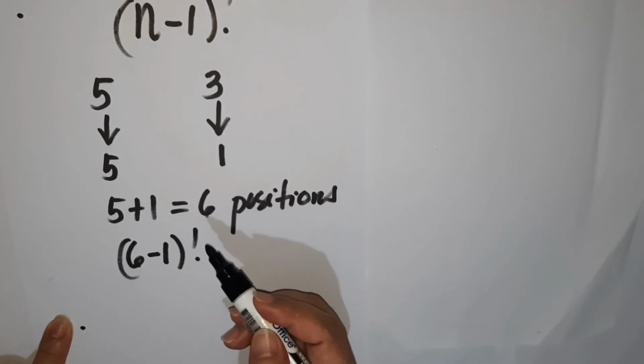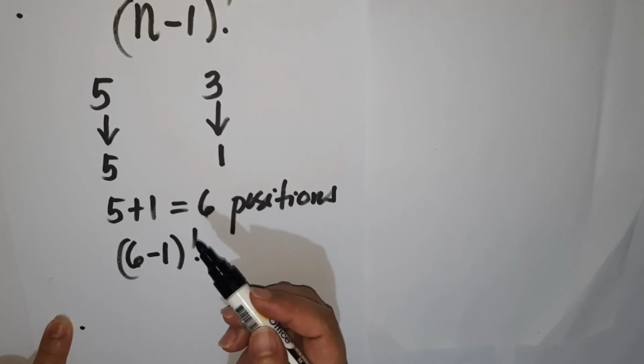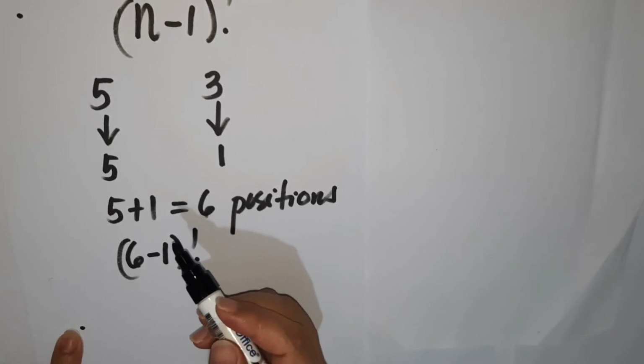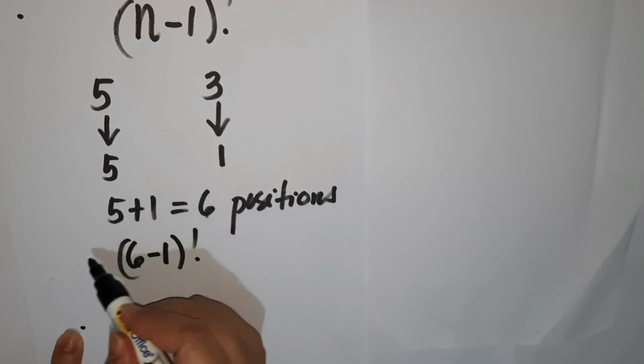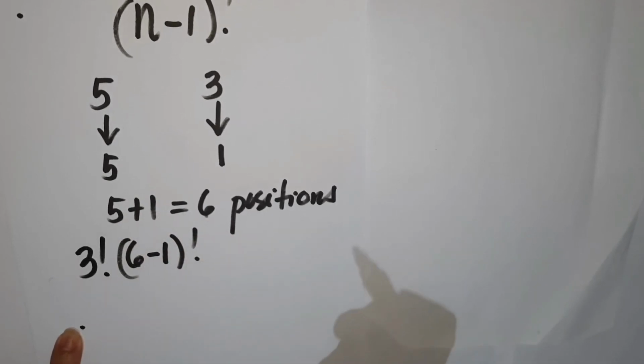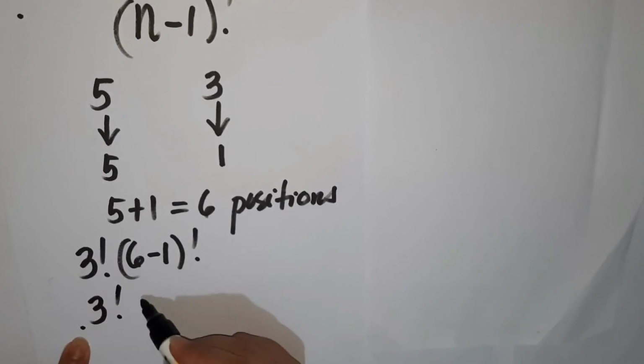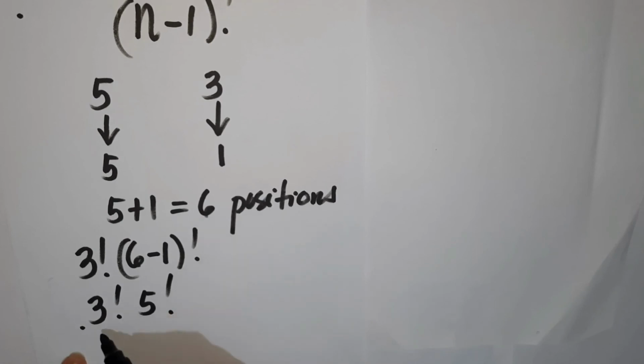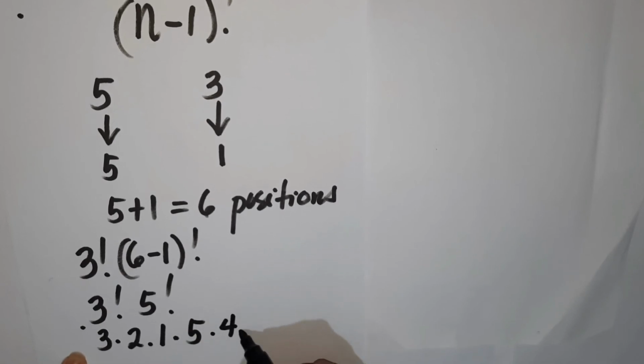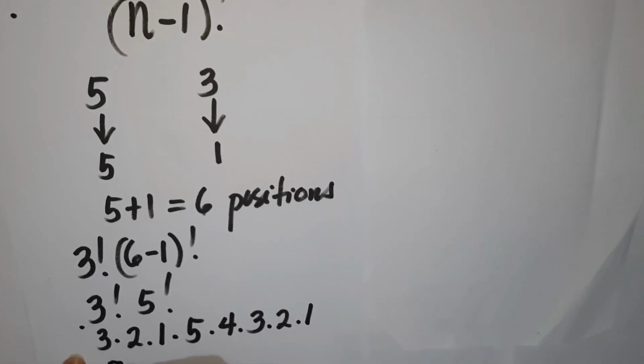But again, there are 3 girls who will take 1 position, but they can still switch positions. So we have to multiply this by 3 factorial. So simplifying, we have 3 factorial times 5 factorial. So 3 times 2 times 1 times 5 times 4 times 3 times 2 times 1. Then it gives 720 ways.